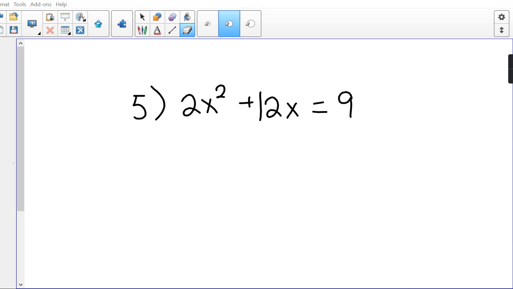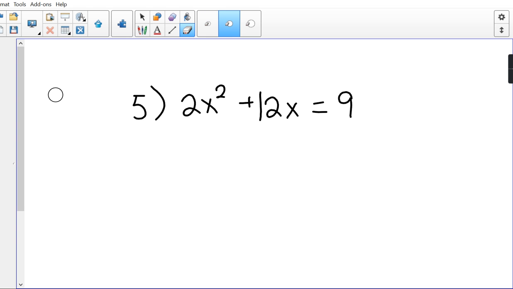In this video, I'm going to show you how to solve a quadratic equation by completing the square when we have a coefficient of x squared that's greater than 1. So now I don't just have x squared and I'm trying to complete the square, I have 2x squared. So I'm going to try to make two perfect squares.